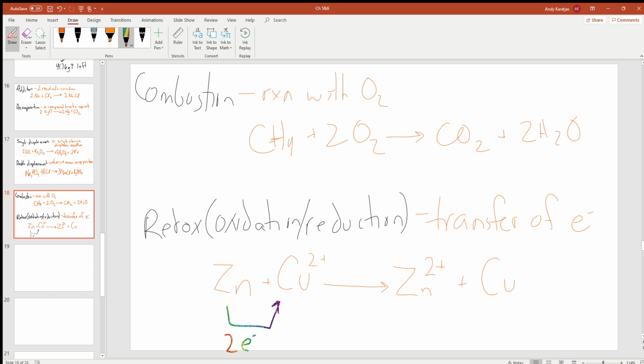So those are 6 basic classes of reactions. And that actually brings us to the end of chapters 5 and 6. Our next set of lectures will begin with chapter 7, which is where we start talking in much more detail about electrons.